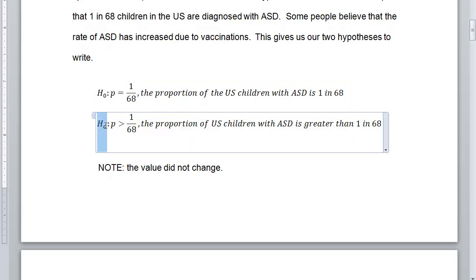And so now the alternative hypothesis, H of A, is that same P, the proportion of U.S.